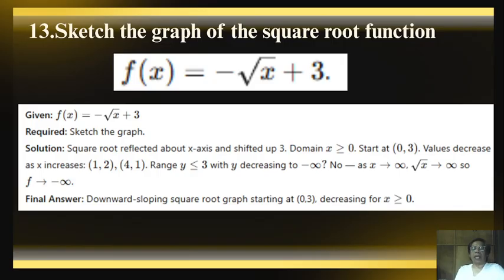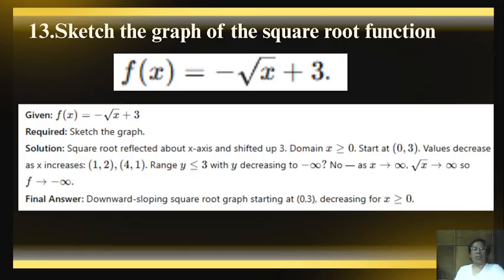So our domain is x greater than or equal to 0, because our x, of course, that is understood. You have x minus 0, and then equate to 0, so x equal to 0. And then our starting point will be at the point (0, 3). And then values decrease as x increases. So we have (1, 2), (4, 1).